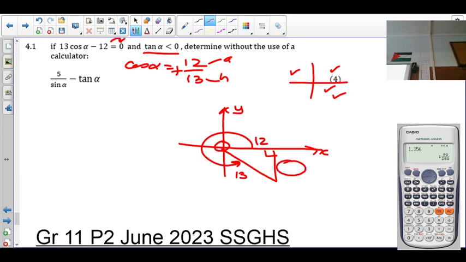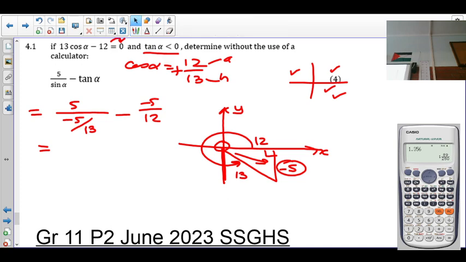Apply Pythagoras, I then get negative 5. So that's 13 squared minus 12 squared is equal to your opposite side squared. And that should give you an answer of 25. The square root thereof is 5. Why am I saying negative? Because that's in the negative part of your y-axis. Okay. So the question says determine without the use of a calculator. We got 5 over sine of alpha minus tan alpha. So it's 5 over sine, it's opposite, which is negative 5 over 13, minus tan, it's opposite, which is negative 5 over adjacent, which is 12.